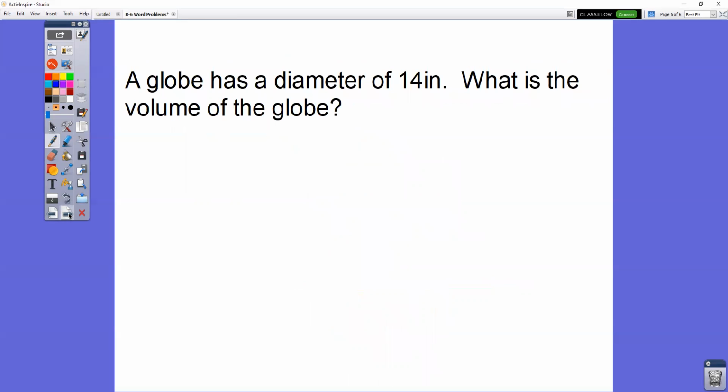Taking a look at the last one, a globe has a diameter of 14 inches. What is the volume of the globe? Well, when you think about what a globe looks like, a globe is a sphere. So we need to use the sphere formula. Volume equals 4/3 pi r cubed. Remember, cubed is to the third power. So be very careful. It says that it has a diameter of 14.